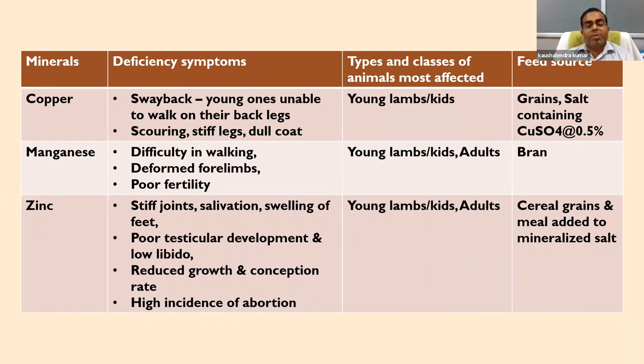Lots of reproductive problems are associated with zinc deficiency, and all classes of animals, young, kids, and adults, are directly affected by zinc deficiency. Cereal grains and different mineralized salts are used to overcome this problem.